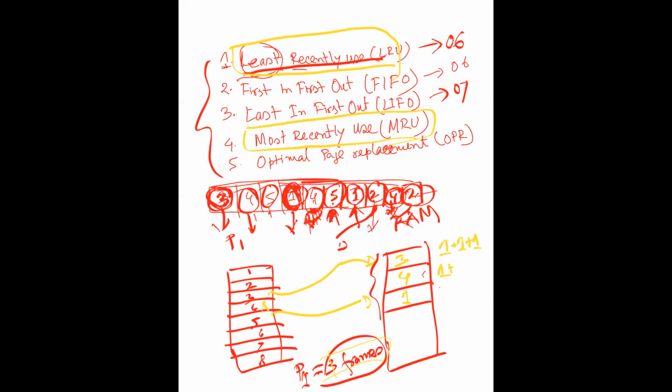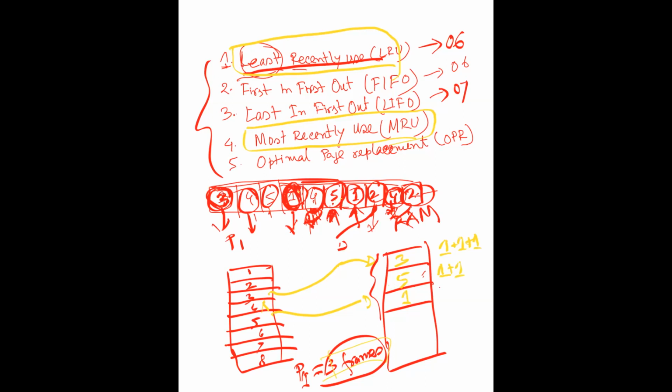Okay, and then next 4 is inside the RAM. It is fine. Then 5 is not available inside the RAM. So which page will be replaced right now? The most recently accessed page is 4. 4 was accessed by the CPU. So page number 4 will be replaced now. Page number 5 will be here. So one page fault, of course.